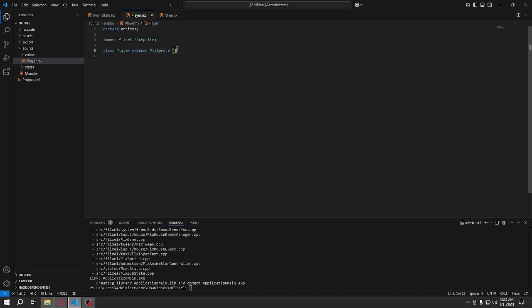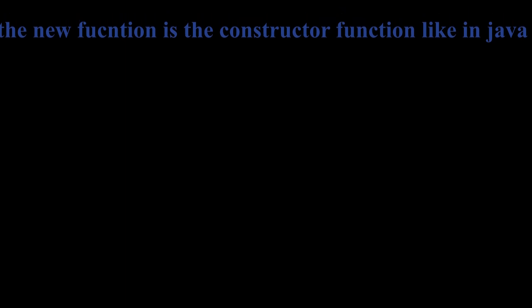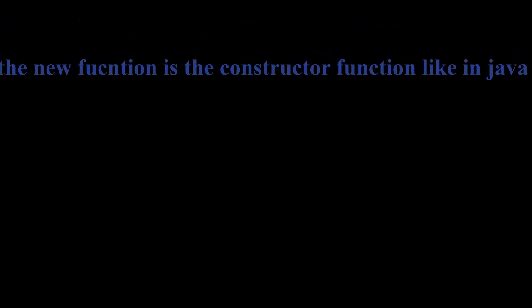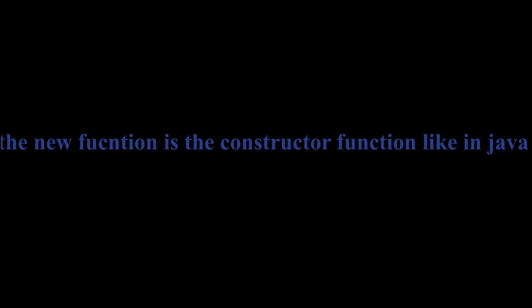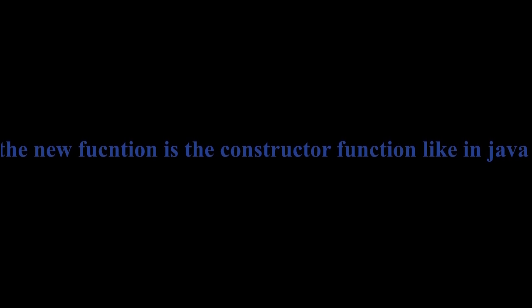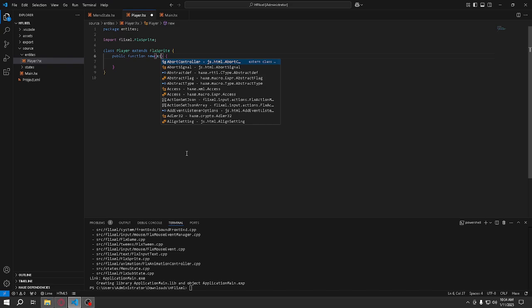That's why we imported FlxSprite in the first place. So now, public function, and then what are we going to call it? We're going to name our new function. So here we are going to insert the parameters for the player.